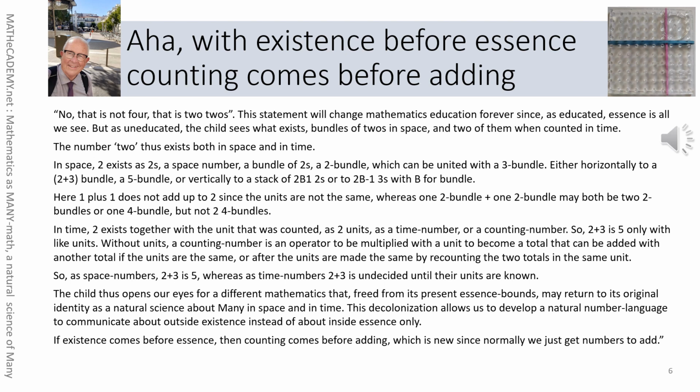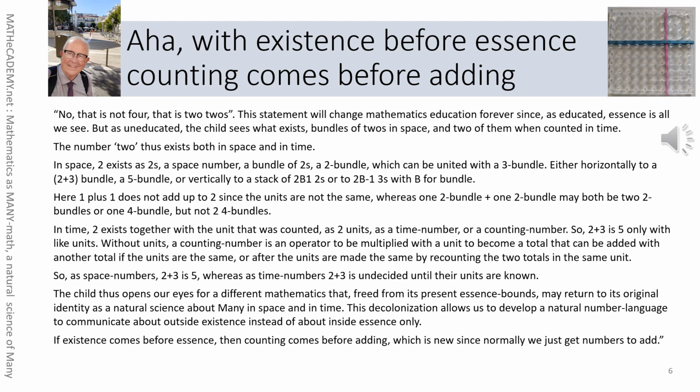But as uneducated, the child sees what exists, bundles of 2s in space, and 2 of them when counted in time. The number 2 thus exists both in space and in time. In space, 2 exists as 2s, a space number, a bundle of 2s, a 2 bundle, which can be united with a 3 bundle. Either horizontally to a 2 plus 3 bundle, a 5 bundle, or vertically to a stack of 2 bundle 1, 2s, or to 2 bundle less 1, 3s, with b for bundle.